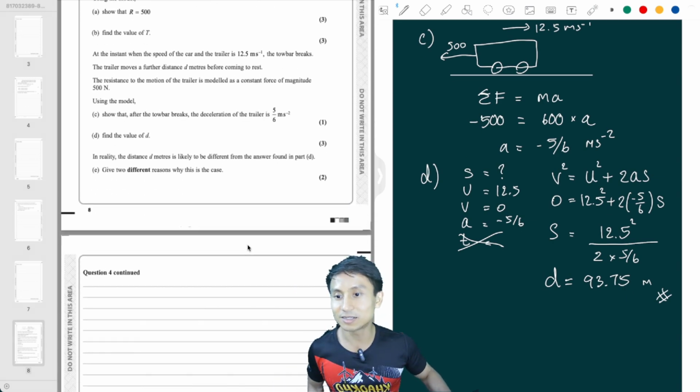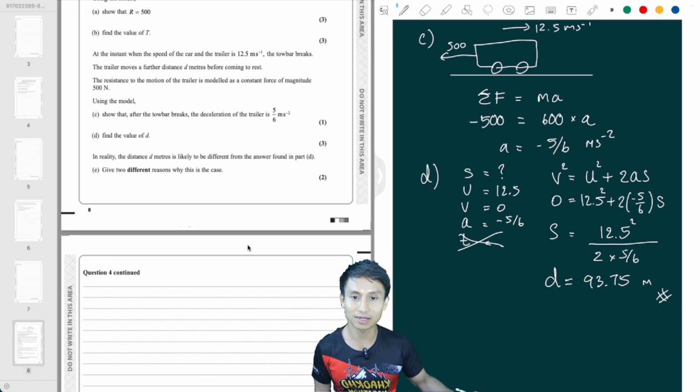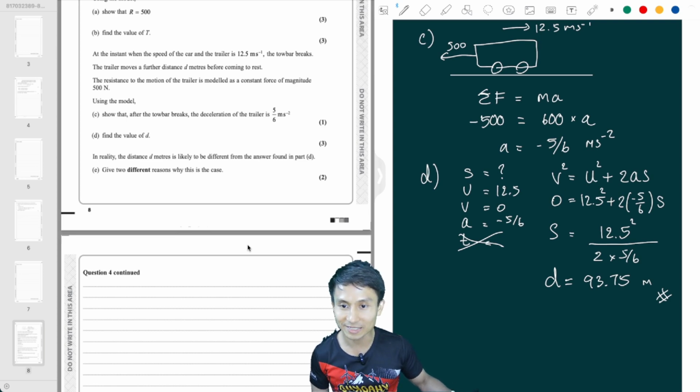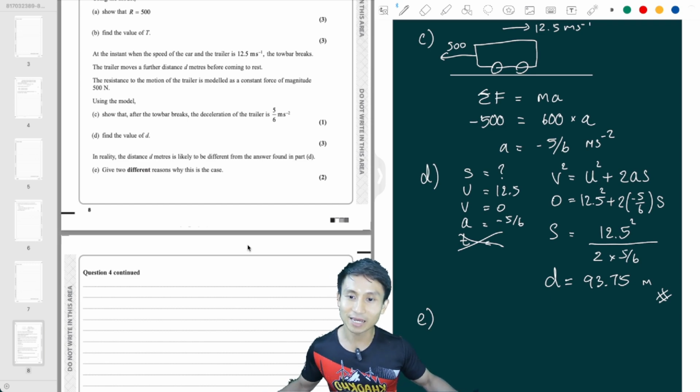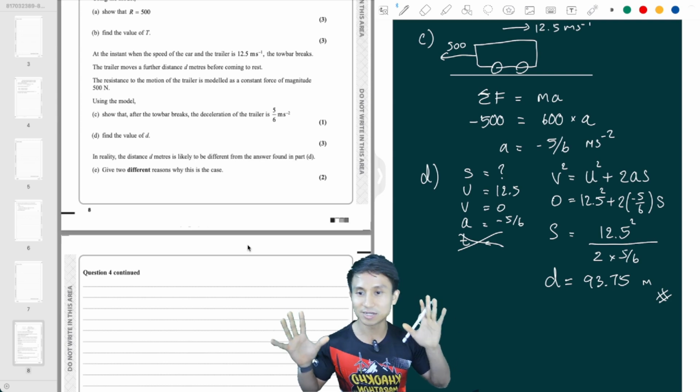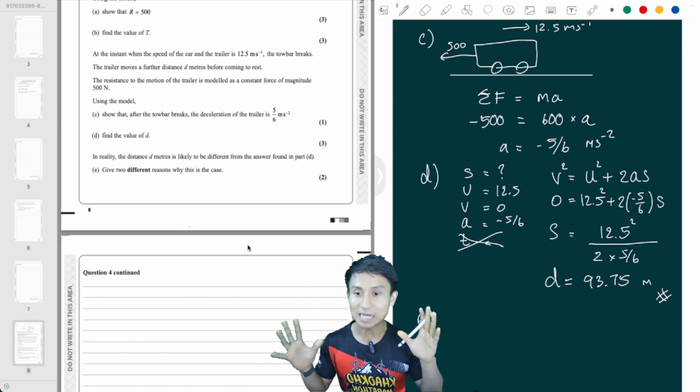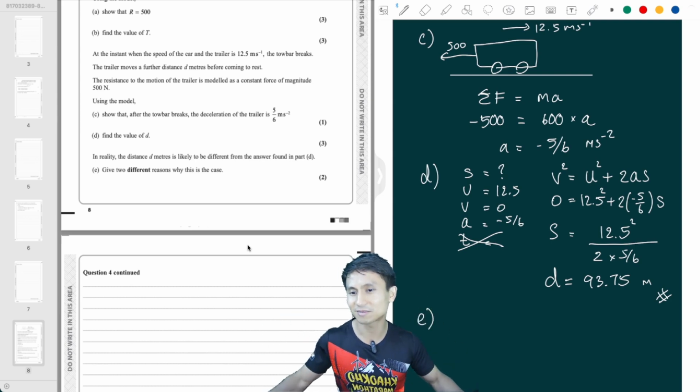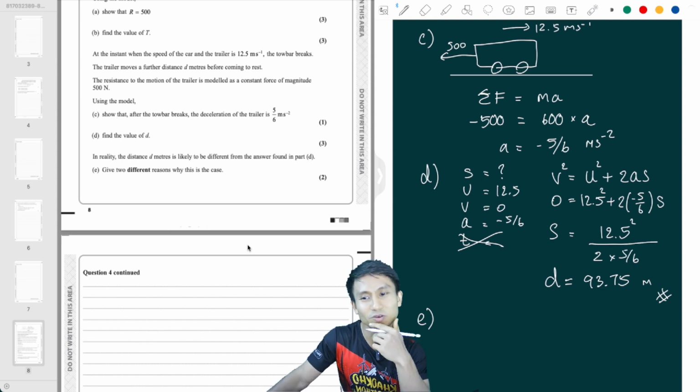And then the last question here, I guess, guys. In reality, the distance D meters is likely to be different from the answer found in part D. Give 2 different reasons why this is the case. All right, guys, there are quite a number of ways you can answer this, but if it asks for 2, you need to give 2 unique ones. Don't give more, because sometimes if you give more, you can get penalized, right?